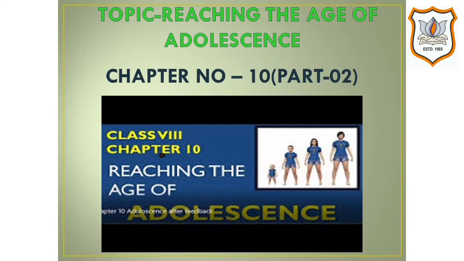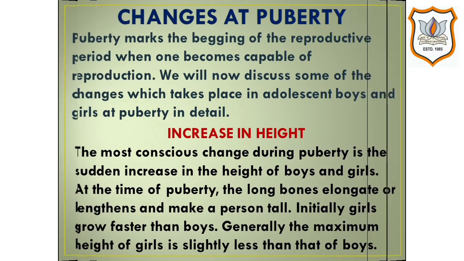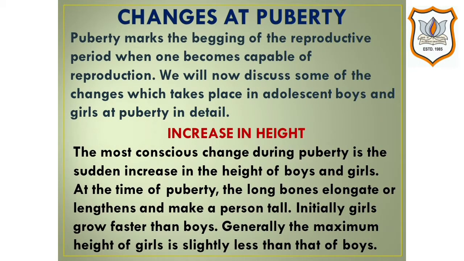So, in continuation of chapter number 10, that is Reaching the Age of Adolescence, this is part 2. In our previous video, we learned about puberty. Puberty is the period during which adolescent boys and girls reach sexual maturity and become capable of reproduction, and that is called puberty. Now we are going to learn about changes that occur at puberty.